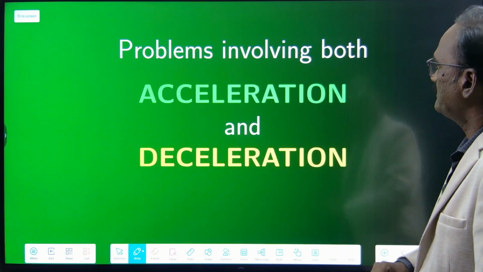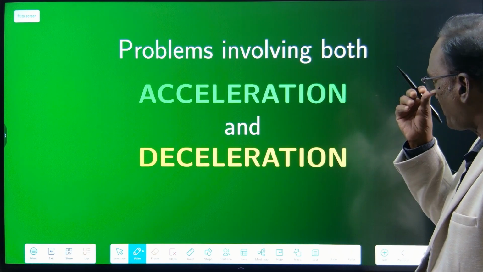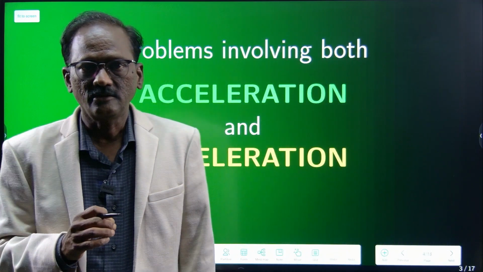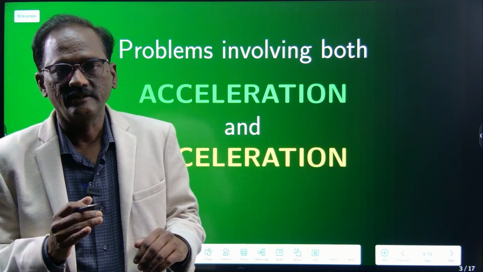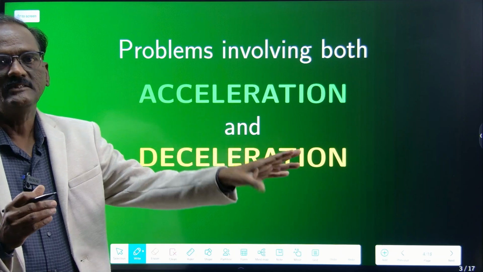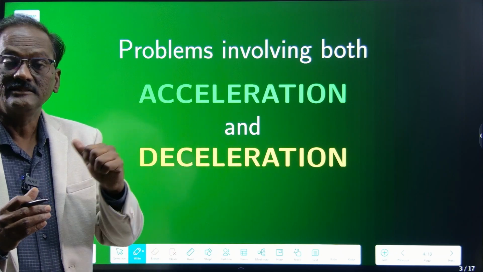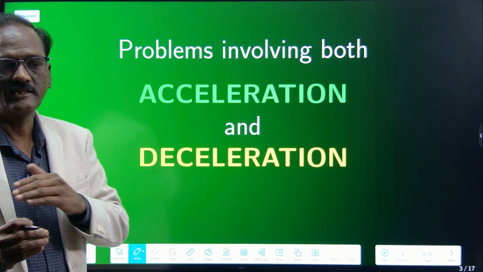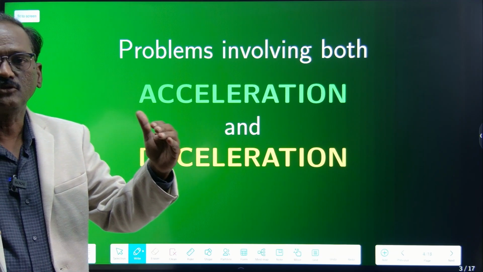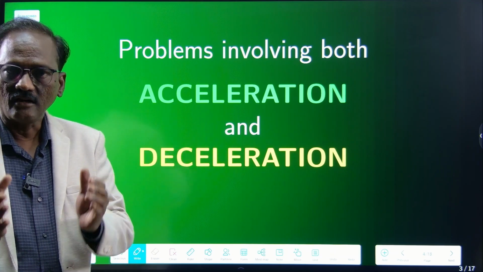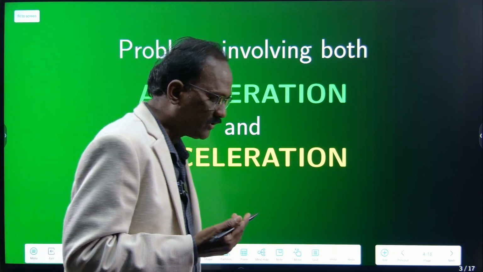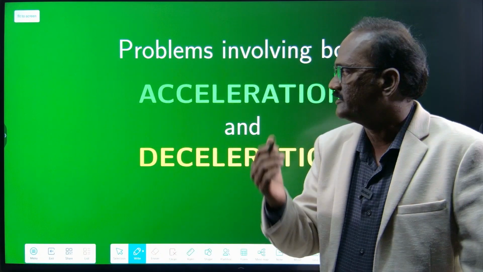So this video lecture is about problems involving both acceleration and deceleration. A particle is moving along a straight line. If acceleration, and after some time deceleration, is acting on that particle, how do we calculate the distance traveled by the particle, the total time of the journey, the average speed, and the maximum speed? These are all the things we are going to see in this video lecture.